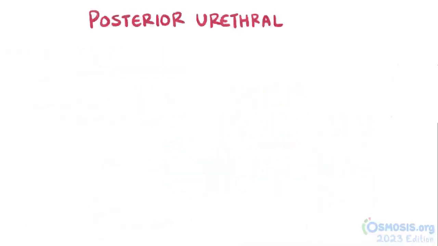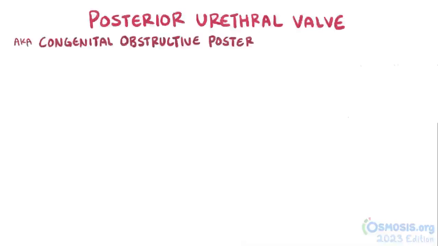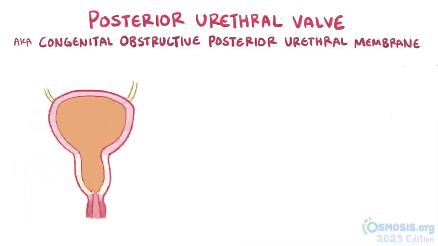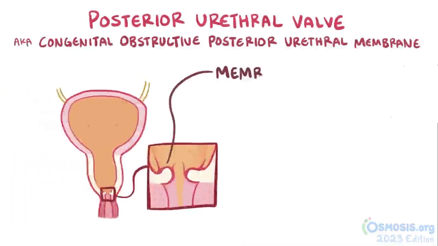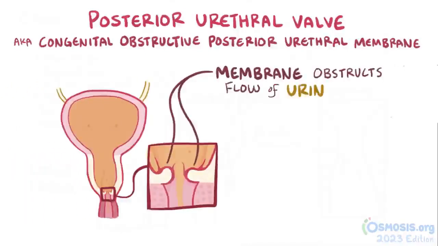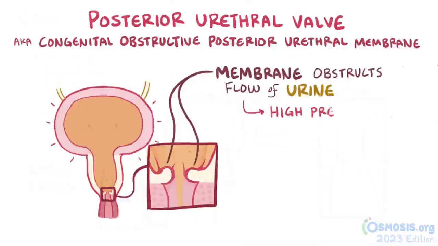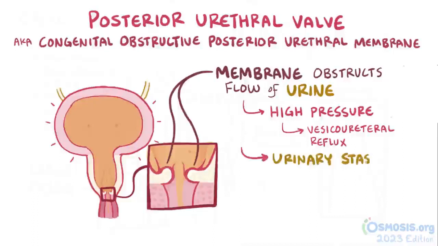Alright, as a quick recap. Posterior urethral valve, sometimes more descriptively referred to as a congenital obstructive posterior urethral membrane, is a congenital condition in boys where membranous folds obstruct the normal flow of urine. And this leads to bladder outlet obstruction, which causes high bladder pressure, which can cause vesicoureteral reflux, which results in reflux of urine back up into the ureters and kidneys. That obstruction also, though, leads to urinary stasis, which can lead to recurrent urinary tract infections.